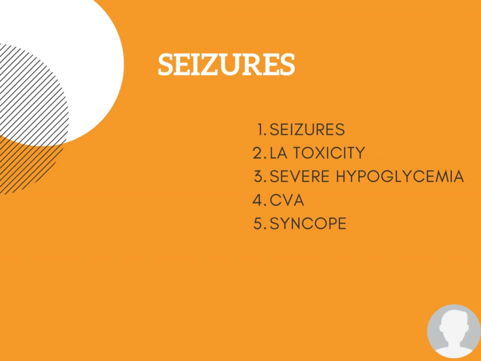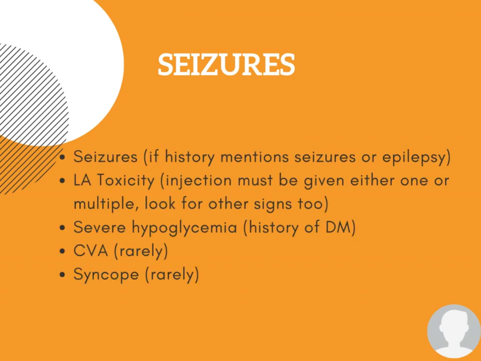Coming on to seizures. Seizures is when the patient starts having the attack. These are the conditions where the patient can have seizures: a history of seizure disorder, also in cases of LA toxicity, in severe hypoglycemia, less commonly in cerebrovascular accident, and very less commonly in syncope also. So seizure disorder, if the history is having any condition like epilepsy or seizures, you can suspect LA toxicity if there is no history of seizure, and the question will mention that the injection was given. Now, this toxicity can happen with a single injection or with multiple injections. That information is also important.